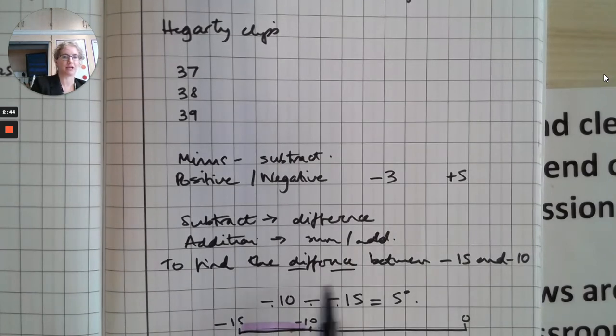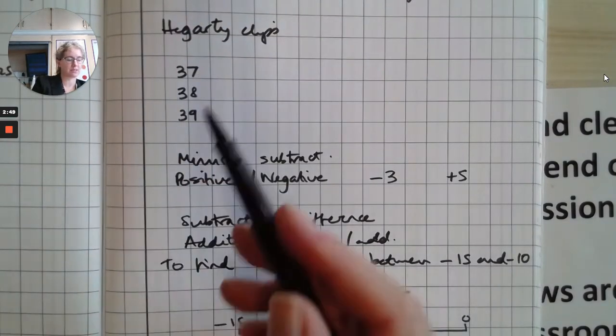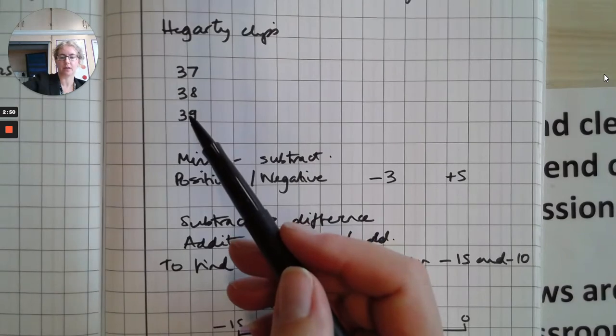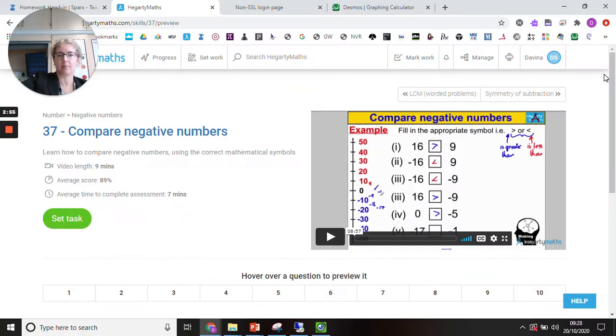So today's Hegarty clips are going to be 37, 38 and 39. Clip 37 is going to be comparing negative numbers, using that language of greater than or less than, and making sure you understand where they appear on a number line.